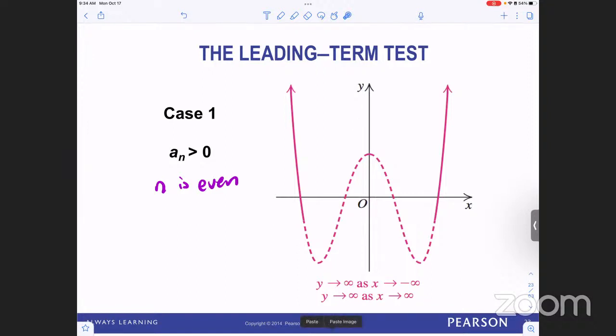So then if the leading coefficient is positive, it's up to the right. What do we say happens if the leading coefficient is negative?